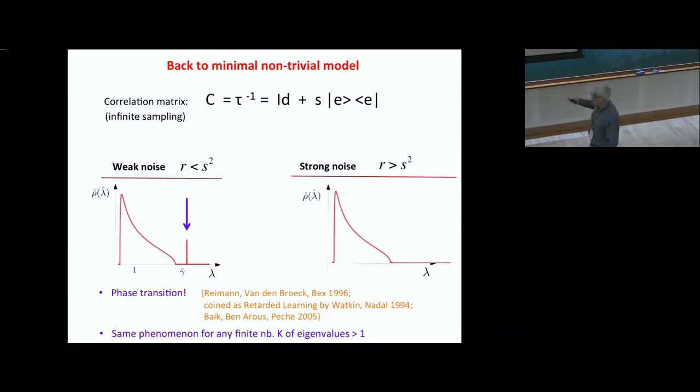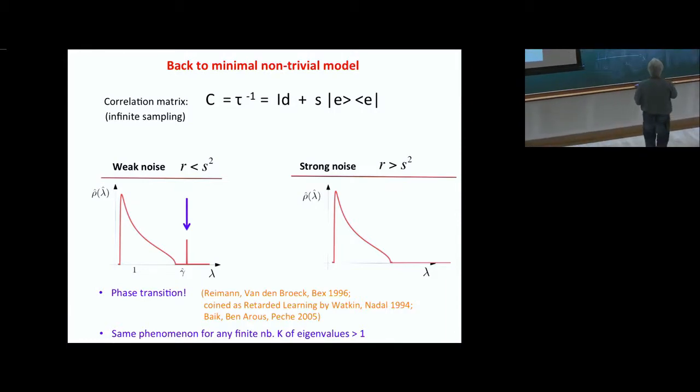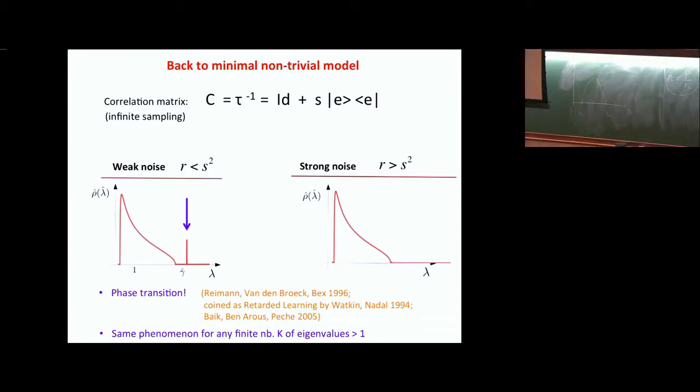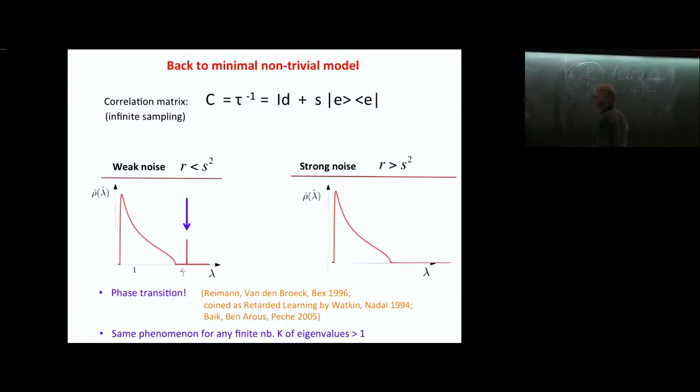So now we have two parameters. R is an important parameter. It's P over N. That's a level of noise in sampling, right? Small R means very good sampling. And then we have another parameter, which is now the model has some interaction on one direction, which is S. So S is the bias with respect to the identity. Okay, so S is, let's say, the strength of the interaction.